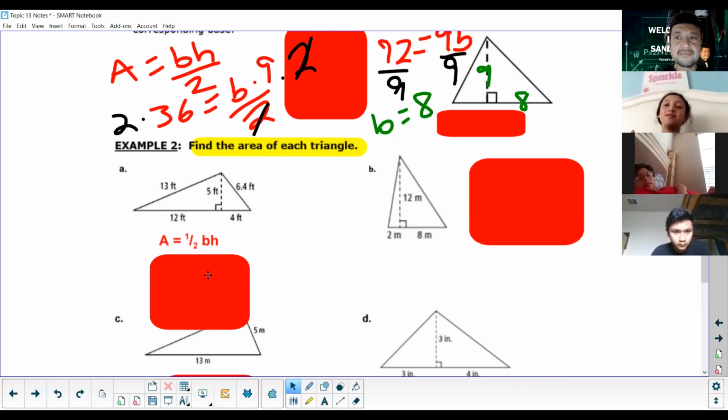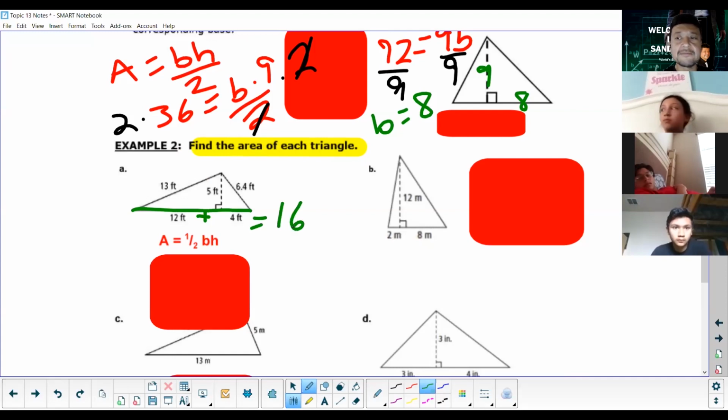And then you do BH. Well, how much is the base? The base is going to be 16, Celeste. I know it looks a little confusing, but let me clear it up for you. The base is the entire bottom of the triangle. You notice how I underlined it? Part of it's 12, part of it's 4, so when you add them together, you get 16.